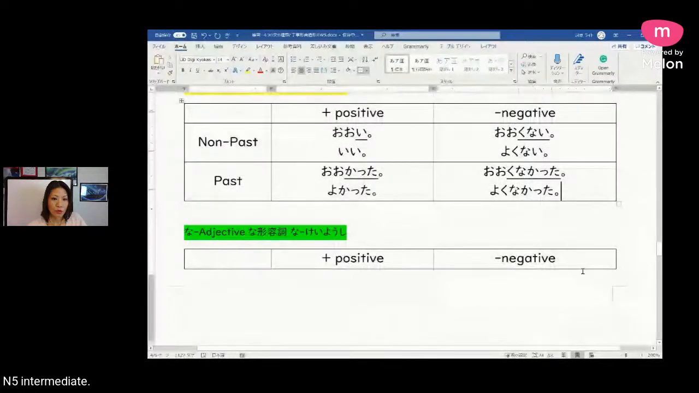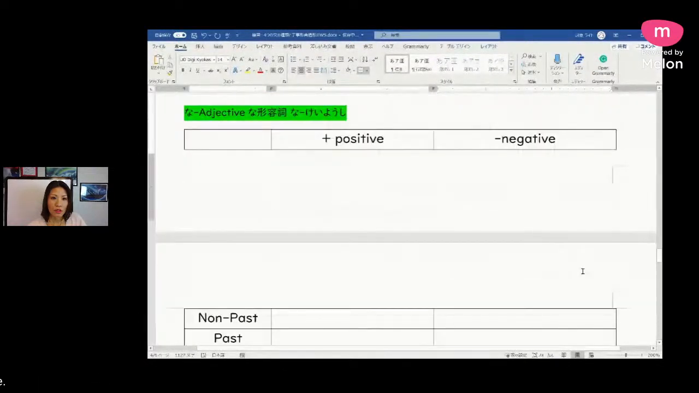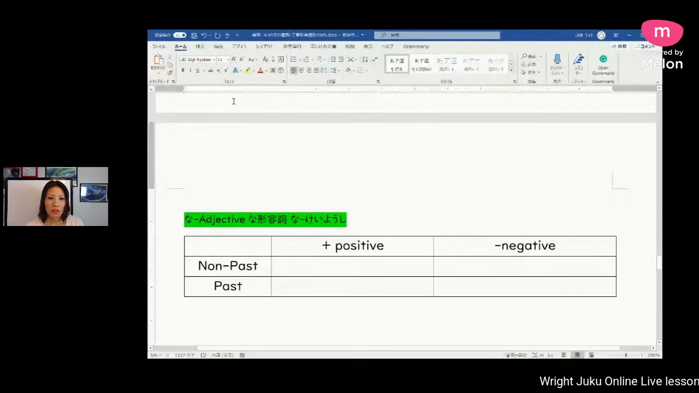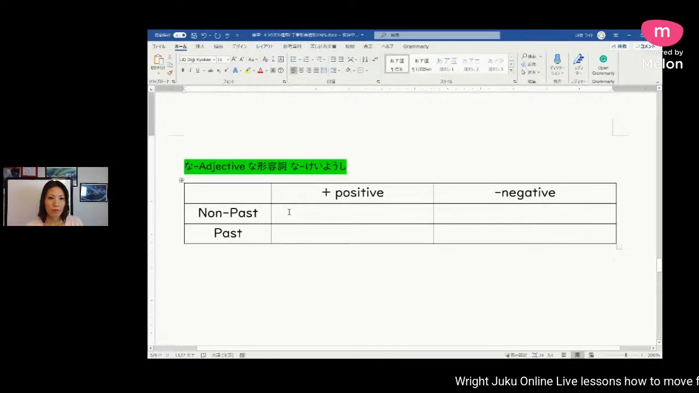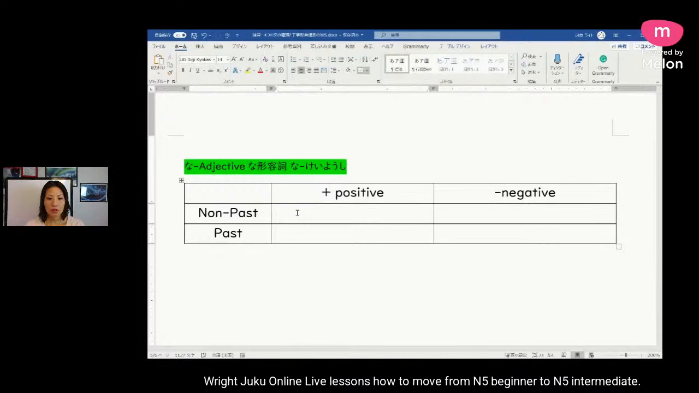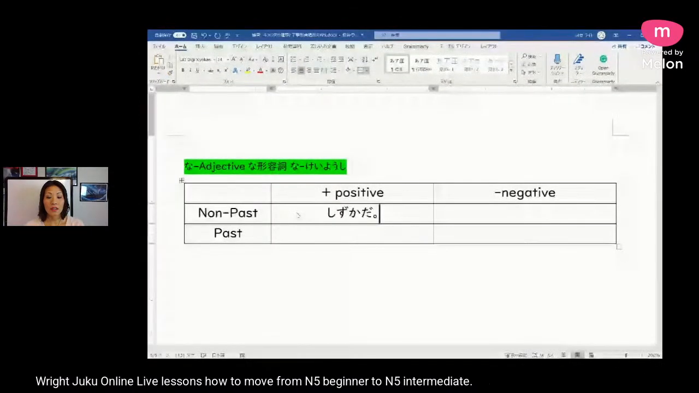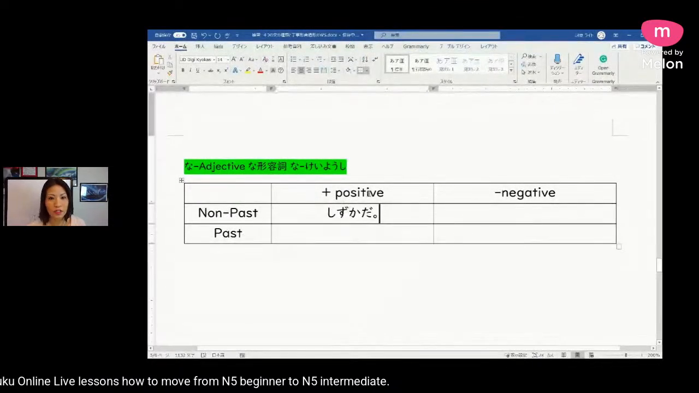And let's move on to na adjective. Let's see. Alright, so easy to see, right? For na adjective, we use shizukana. So shizukada. That's the non-past positive, shizukada. I'll give you some time to finish.